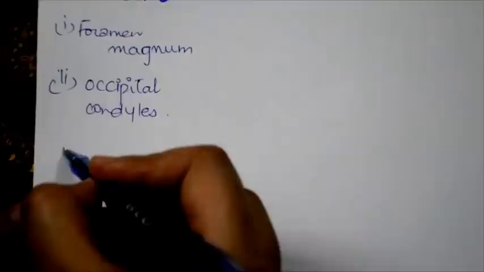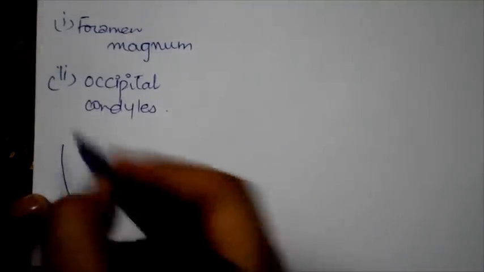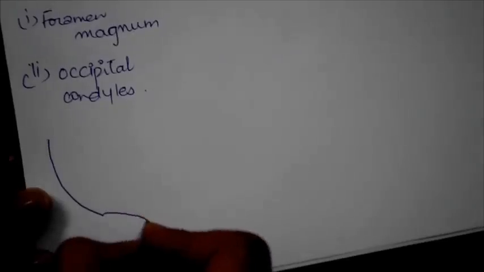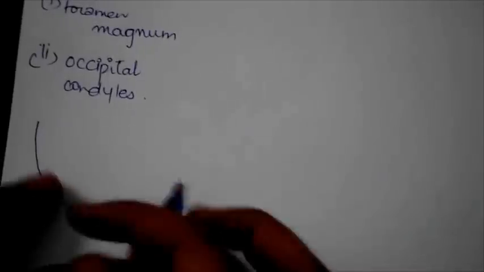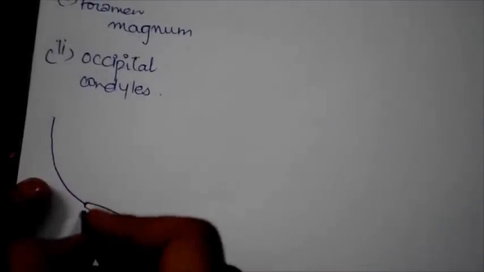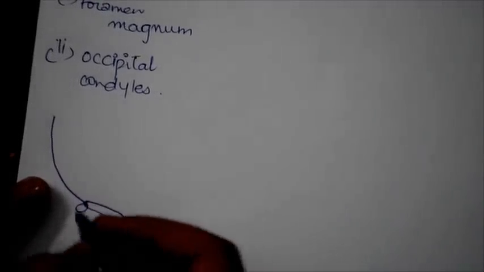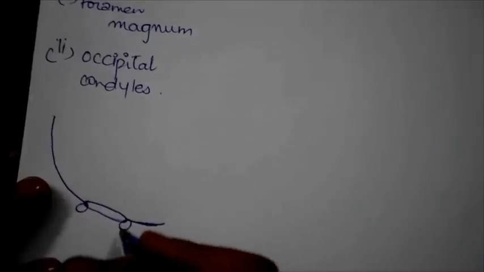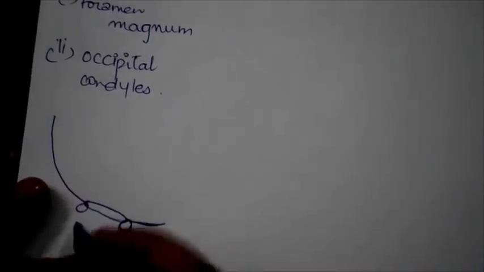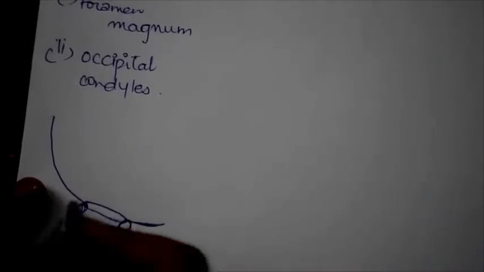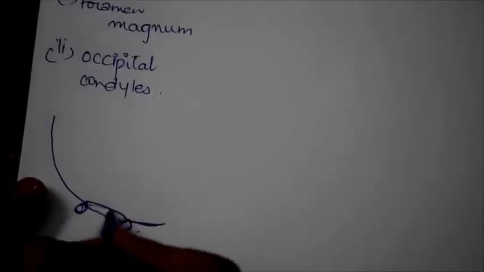And if we say this is the occipital bone, this is our big foramen magnum, and over here are the condyles. These small circles, this and this and this, are condyles, and this bigger one is the foramen magnum.